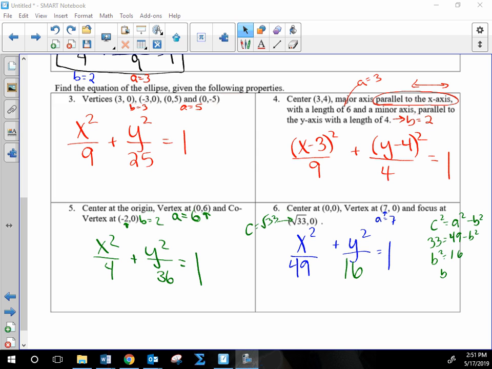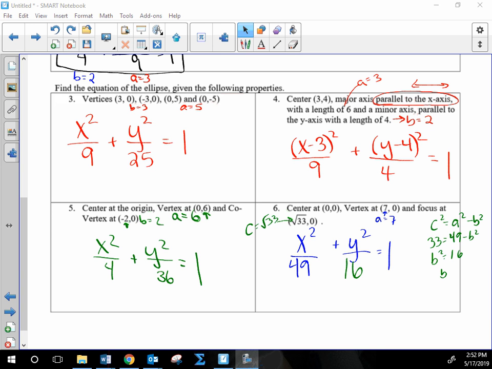Okay, so you just had to think about what information is given to you and what your A and B value is from there. So our first one, they just simply give us our vertices and co-vertices. We know that A is the larger value and B is the smaller value. We can see that it's the same amount up and down and left and right, so our center is at 0, 0. And then we have 5 up and down, so that's going to be my A value. With 3 left, right, that's a smaller one, so our B value is 3.